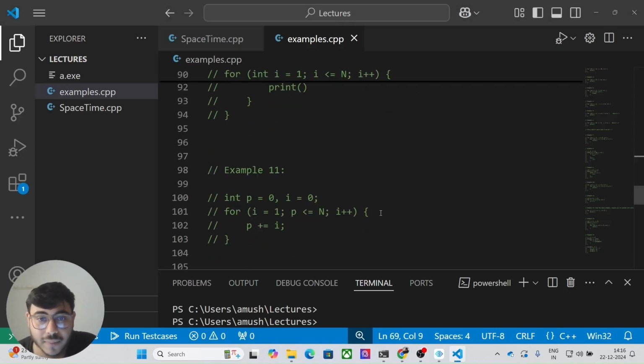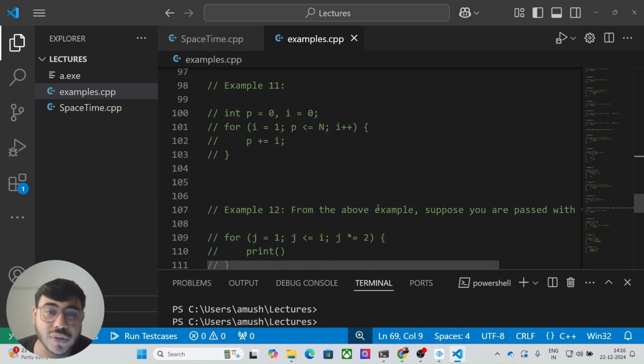Next we have example number 11. We have p equal to 0, then i equal to 1, p less than or equal to n, i plus plus. Here we can see we have some change. This time i is not the deciding factor, right? The important condition that controls our loop is not dependent upon i, it is dependent upon the value of p.